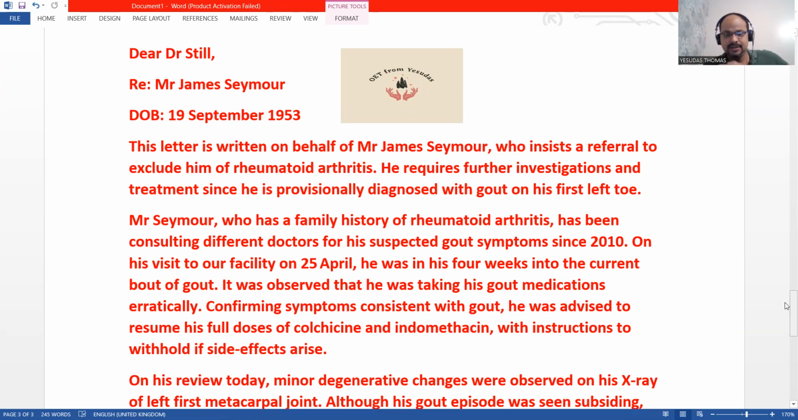Confirming symptoms consistent with gout, he was advised to resume. Upon our observation, we confirmed symptoms consistent with gout. He was advised to resume his full doses of colchicine and indomethacin, with instructions to withhold if side effects arise. We are not going to elaborate on it. Side effects such as GI upset, all these things, it becomes a lengthy letter.